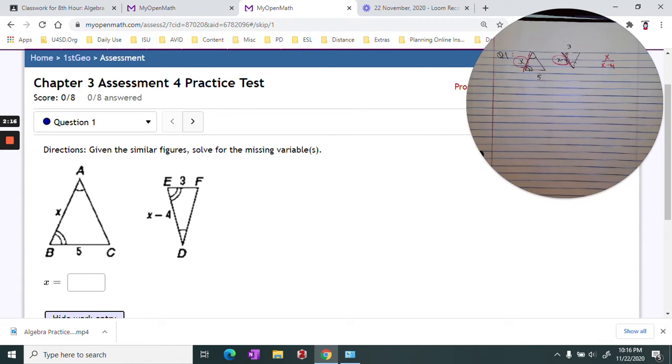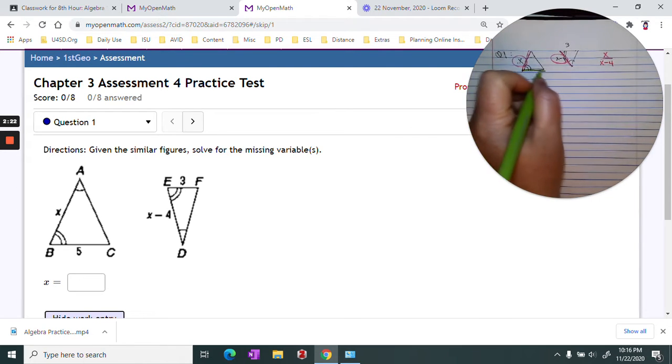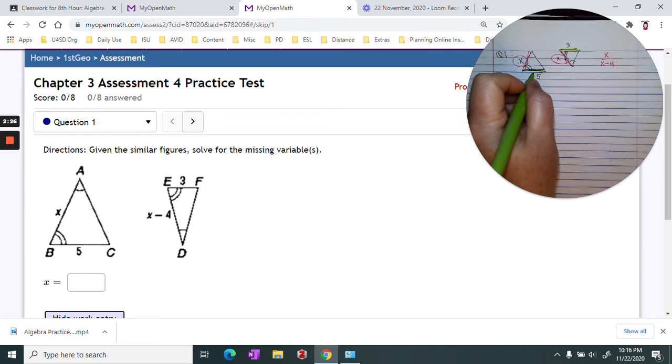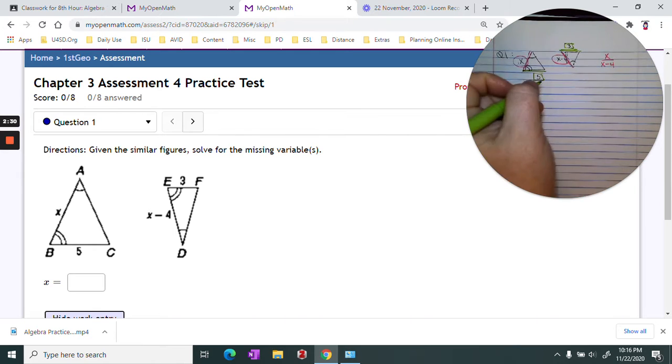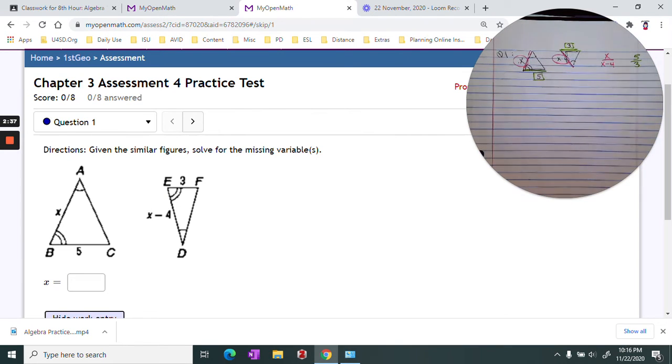Okay, then I have my double angle mark and my non-angle mark. Double angle mark, non-angle mark. So these sides are going to match up. So my 5 and my 3. So I'm going to compare, since I started here, I need to stay there, 5 over 3, and that is what I am going to cross multiply and solve.